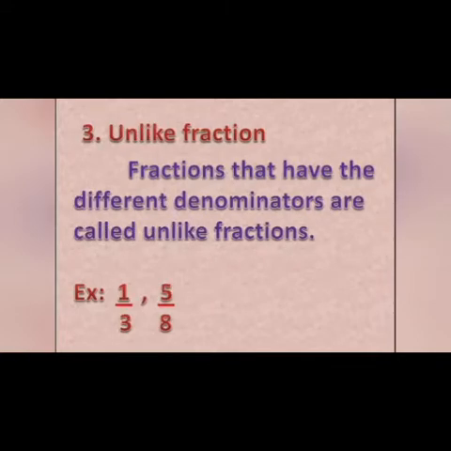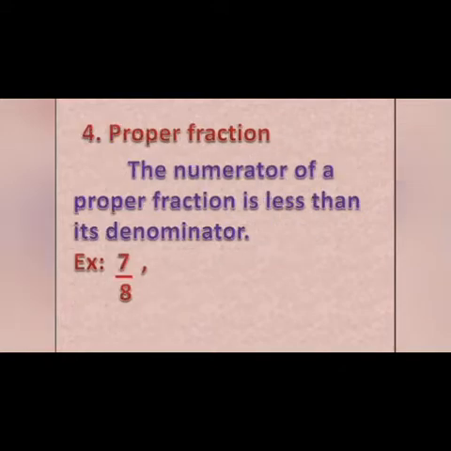In this, the denominators are same. Third one, unlike fraction. Fractions that have different denominators are called unlike fractions. Example 1 by 3, 5 by 8. Here we have different denominators. Fourth one, proper fraction. The numerator of a proper fraction is less than its denominator. Example 7 by 8. Yes, 7 is less than 8.